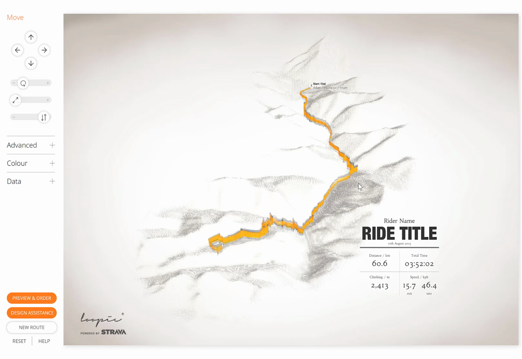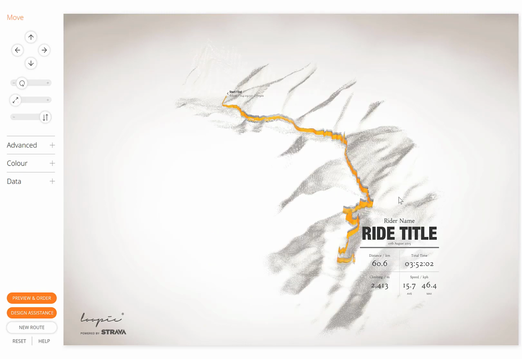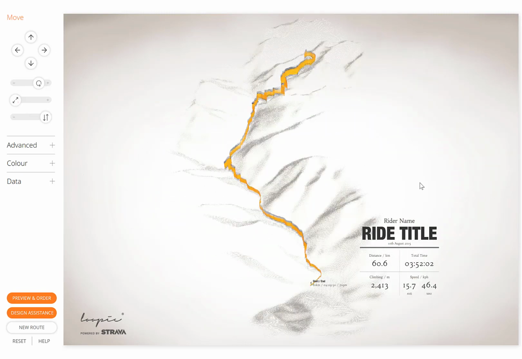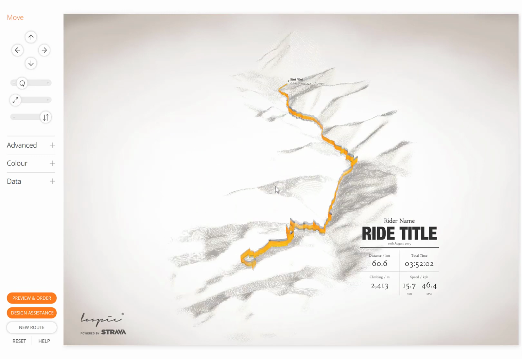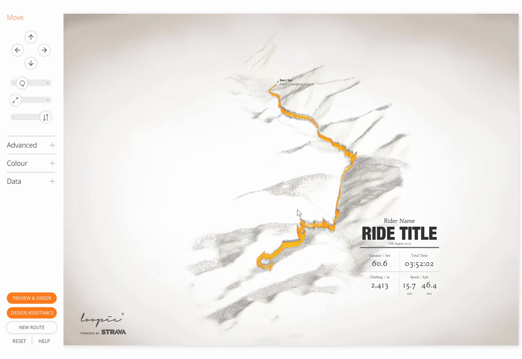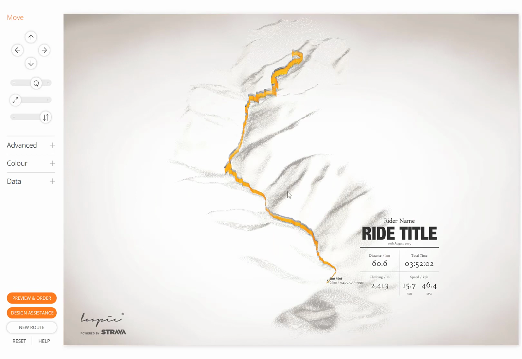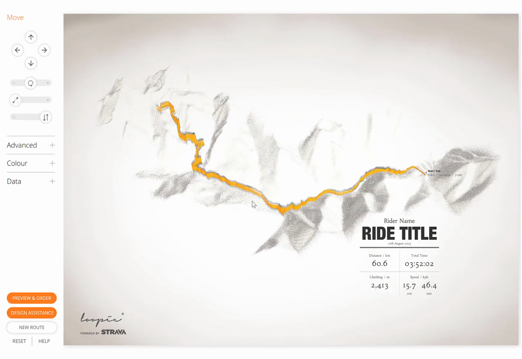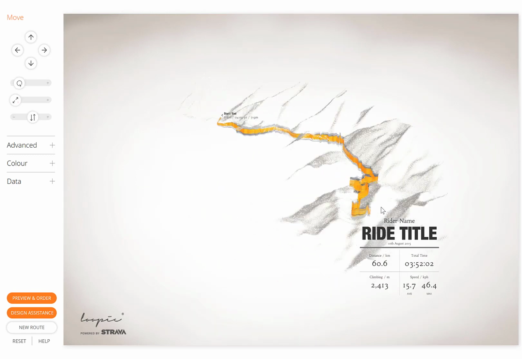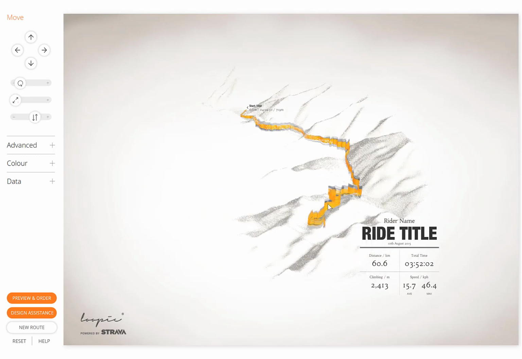What I like to do when I first load up a ride is spin it 360 degrees to try and find the best angle to show it off. The best way to do this, I find, is just to click directly onto the Loopy, and using the left mouse button, just press and click, and you can rotate it all the way around. So you can see the bottom of the climb here, and then as it climbs up, you've got the top of the col there.